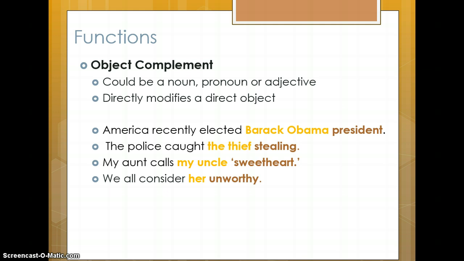My aunt calls my uncle sweetheart. Sweetheart modifies what she calls your uncle. We all considered her unworthy. Her is your direct object. Unworthy is your object complement. Notice in the first two sentences, you could take that object complement out and still have it make sense. In the third and fourth examples, you can't. You have to have it. My aunt calls my uncle. You need that extra information. The direct object should be enough, but in certain instances, with certain verbs, it's not.